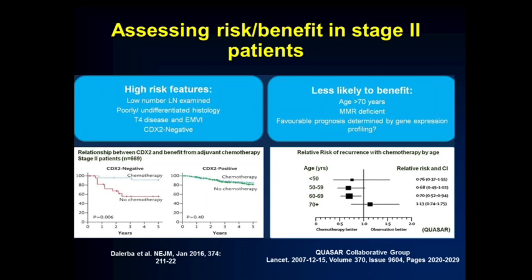Those that are less likely to derive benefit with stage 2 disease are more elderly patients, those that are MMR deficient. So MMR deficiency is a very important concept in colorectal cancer that I'm going to touch on. But basically, it's where you have a mismatch repair protein that is not expressed. And that can either be because they have a germline mutation that makes it not able to be expressed, like Lynch syndrome, or they have developed a somatic mutation that makes them not able to express one of these mismatch repair proteins. And when these mismatch repair proteins are not expressed, we know that the patient is deficient in the mismatch repair protein. And in that clinical situation, it predisposes them to developing additional mutations in their cancer.